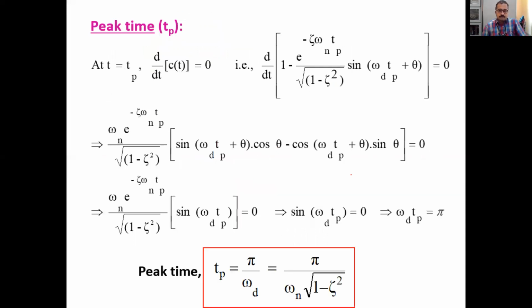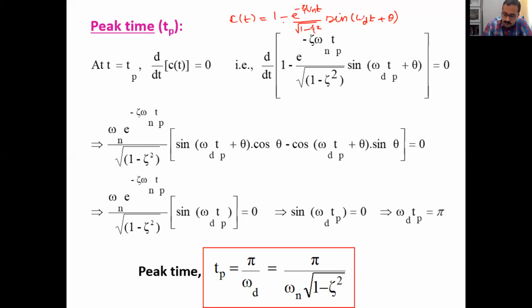Now coming to peak time. Peak time means the time taken for the maximum point. If you have a function f of x, how will you find the maximum of the function? Differentiate that function. So at t equal to tp, what is the unit step response? c of t is 1 minus e raised to minus zeta omega n t by root of 1 minus zeta square into sine(omega d t plus theta). So at t equal to tp, the function is maximum. That means the derivative at t equal to tp must be equal to 0.